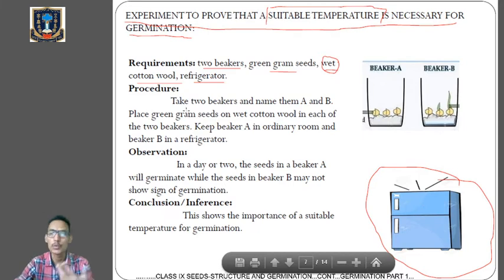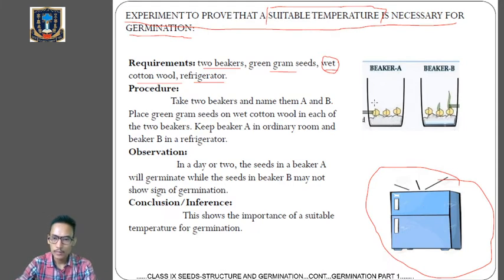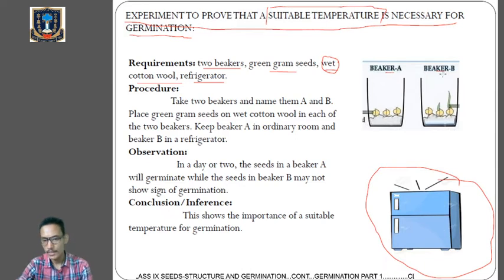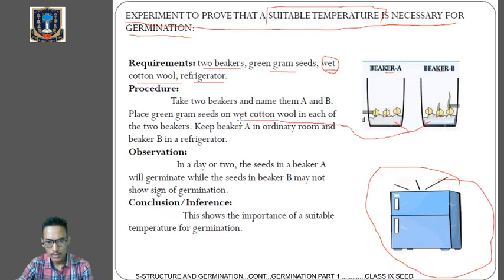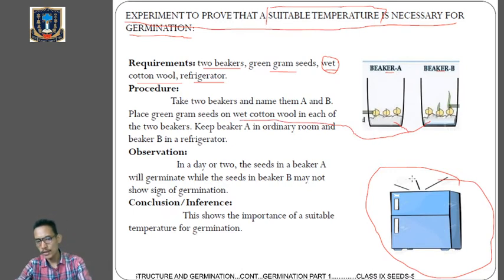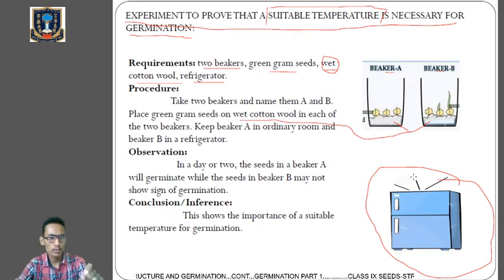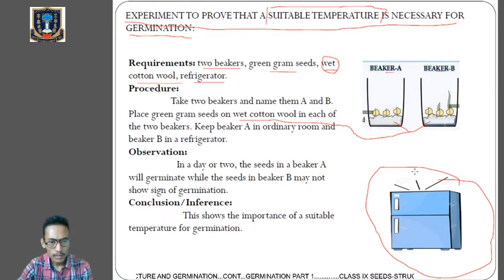So the process is the same. We will take two beakers and mark them beaker A and beaker B. Now in both beakers we will put the gram seeds. You can see over here we are putting the gram seeds. Then we are putting the wet cotton wool. We are not using dry and wet, but in both beakers we are using wet cotton wool. Now beaker A will be kept in an ordinary room.